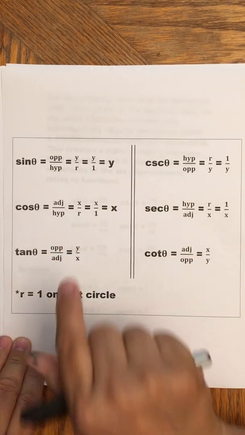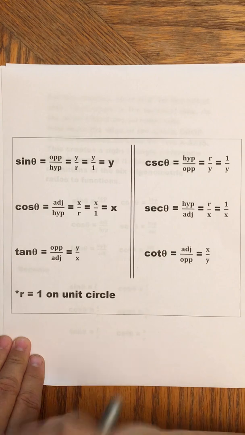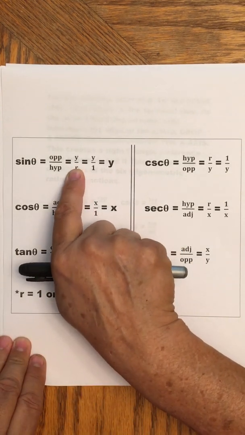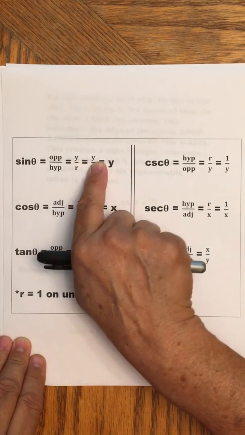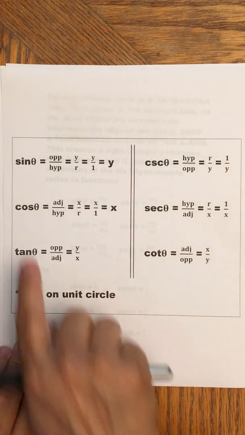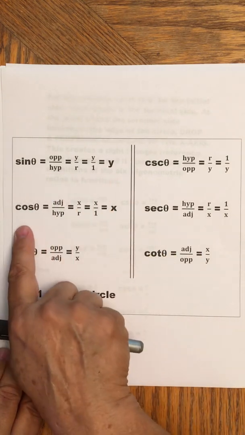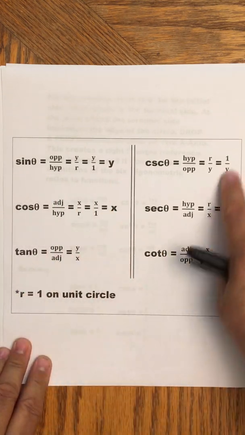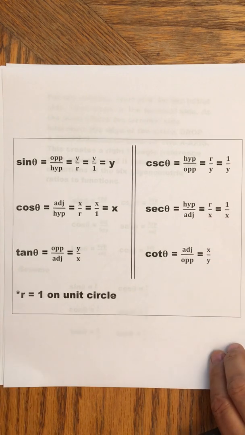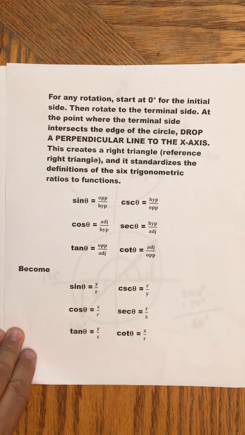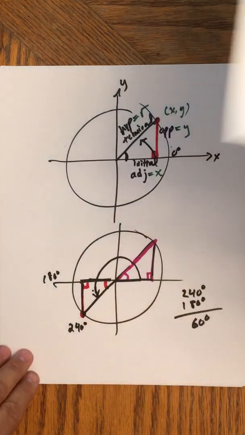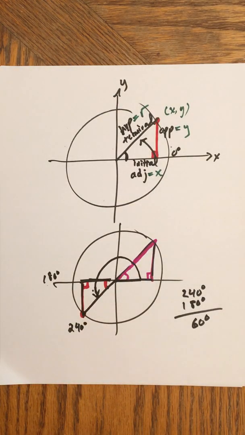And I'll explain a little more why I can use the unit circle in general for all these ratios. But I can say, well, y over r can become y over 1 and just be y. So the sine, for example, is always y, the cosine is x, and then you've got all your other definitions here.